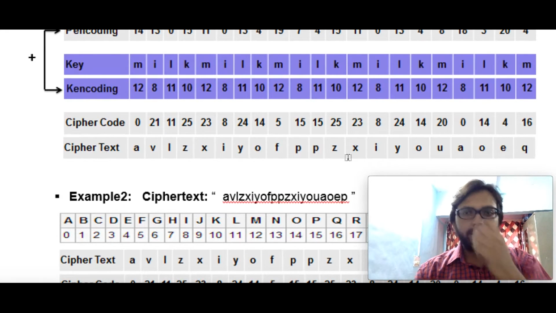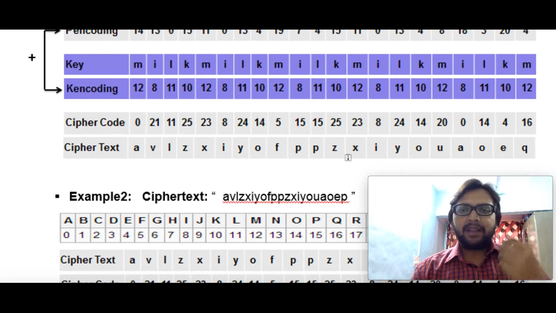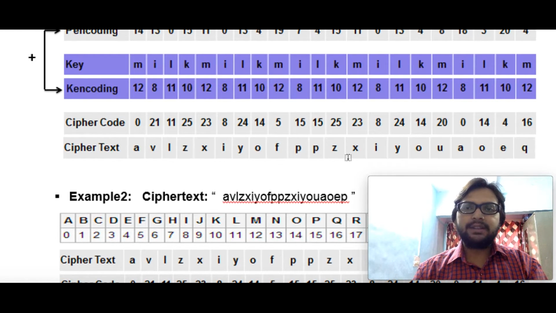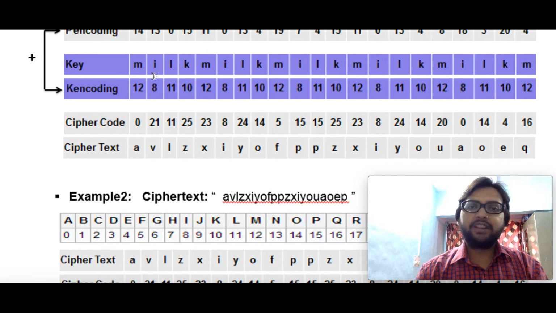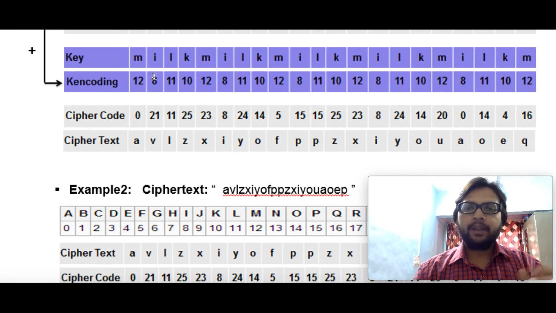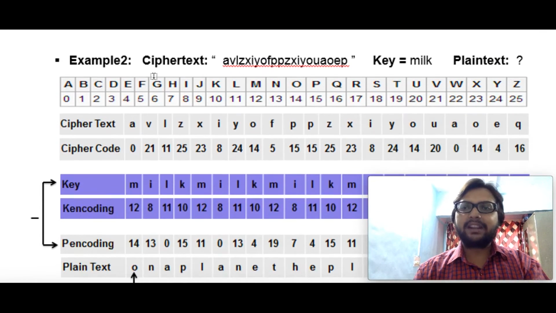Now we are going to send this encrypted message to the receiver. The receiver is going to decrypt this message, that is, from non-readable text he is going to convert it into readable text, using a common key. And what is our key? That is milk. So I hope the encryption part with respect to Vigenère Cipher is clear to each and every one of you. Now let's discuss how we are going to decrypt our message.